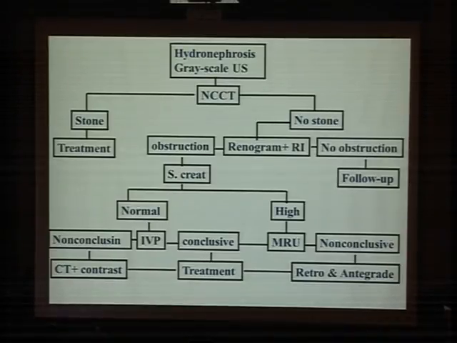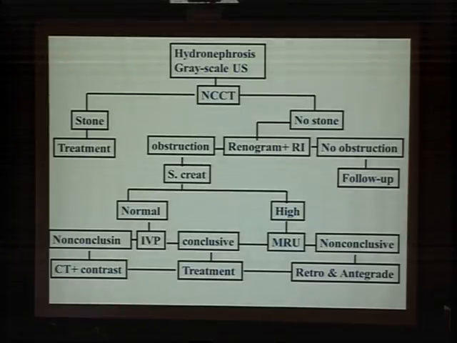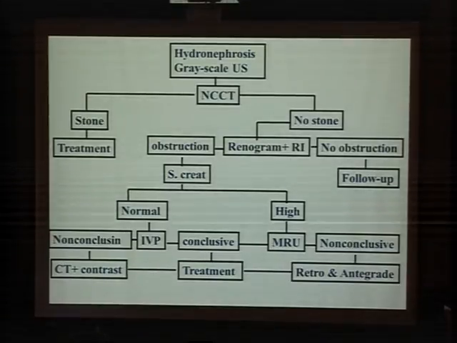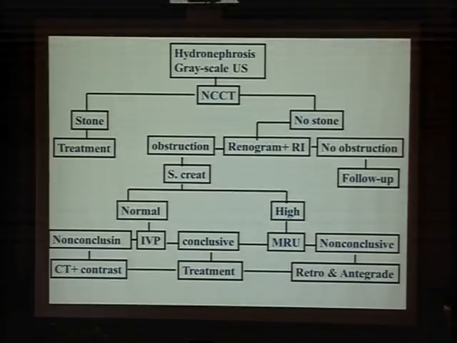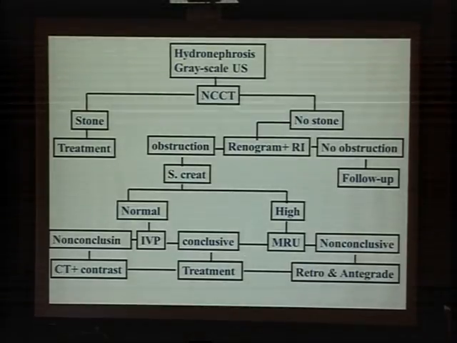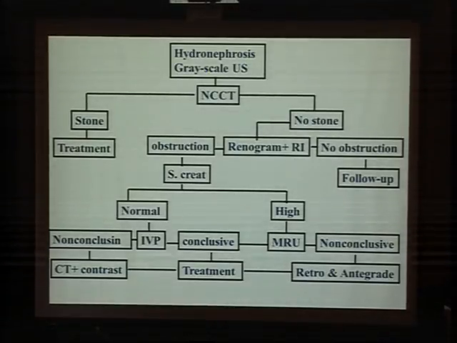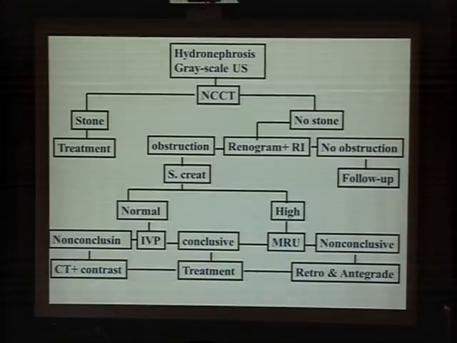If you have normal serum creatinine, you do IVP. If IVP is conclusive, you plan treatment. If IVP is not conclusive, you do CT with contrast. But if serum creatinine is high, you do magnetic resonance urography. If it is conclusive, you plan treatment. If it is not conclusive, you do retrograde and antegrade studies. So also this slide combined all diagnostic modalities in one slide. Now I'm finished.